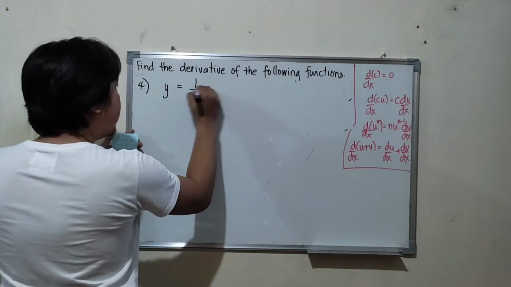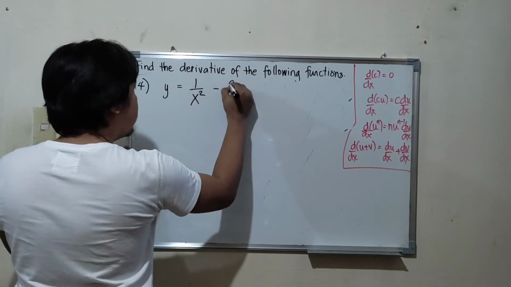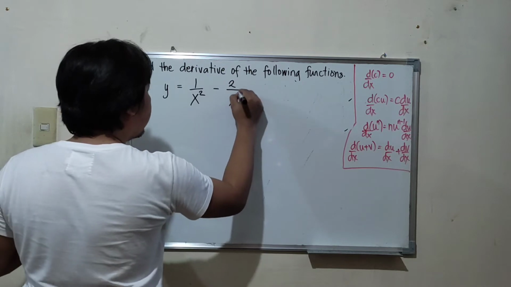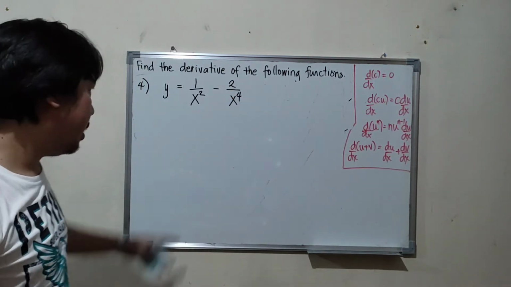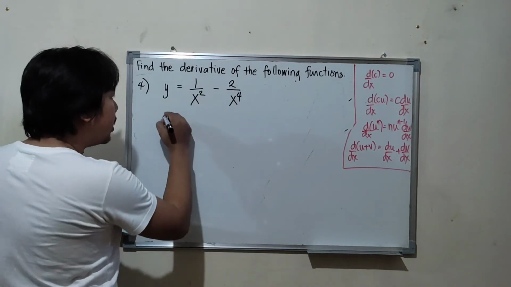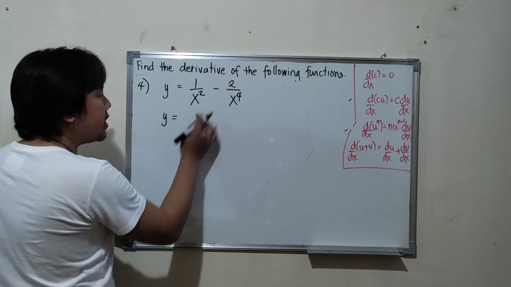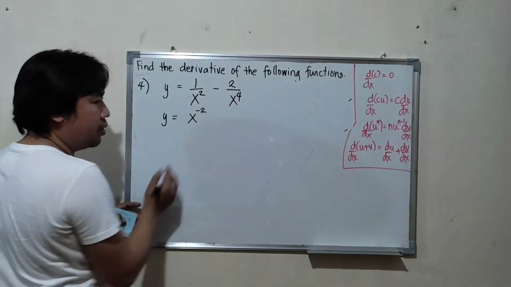Example number 4, parang ganun pa rin. 1 over x squared minus 2 over x to the 4. So parang ganun pa rin yung example natin. So all we have to do is use the negative exponent rule. So we have y equals 1 over x squared. So that is equal to x raised to negative 2.